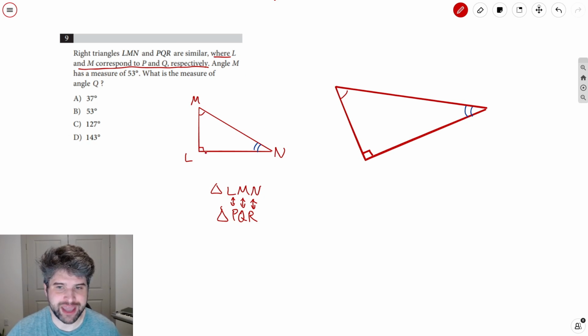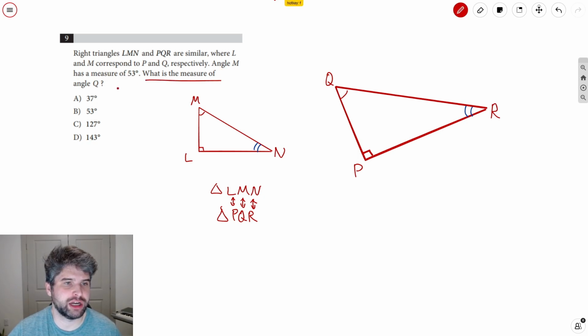All right. That said, we know that L over here corresponds to the right angle over here, P. So this has to be P. M corresponds with Q, so this has to be Q, this angle. And N corresponds with R, so R has to be this angle. And now that we've named both of our triangles, we can take a look back at the problem and see this last sentence. Angle M has a measure of 53 degrees.